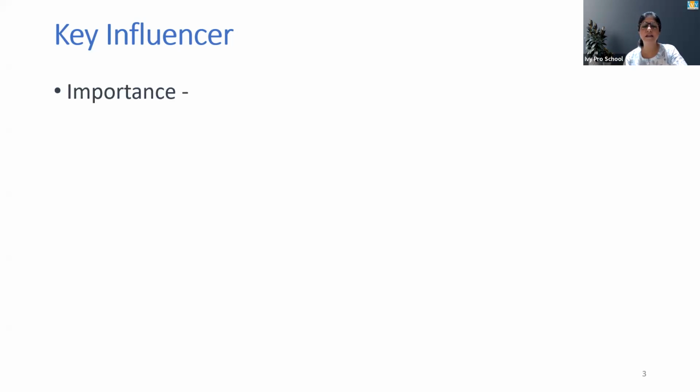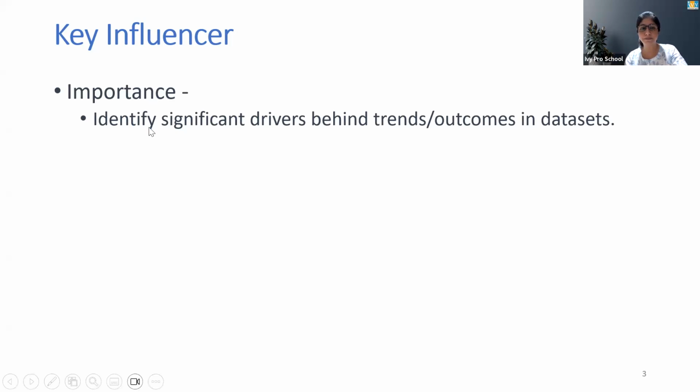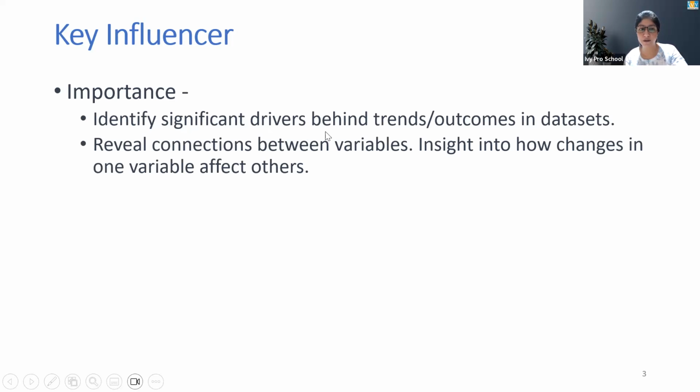So what happens under key influencer, why is it important? It identifies the significant drivers. Like I was saying, I want to increase my profit. So to increase my profit, what are the drivers that have to be taken care of in order to meet my outcome? So it helps us to identify significant drivers and reveal the connection between variables.